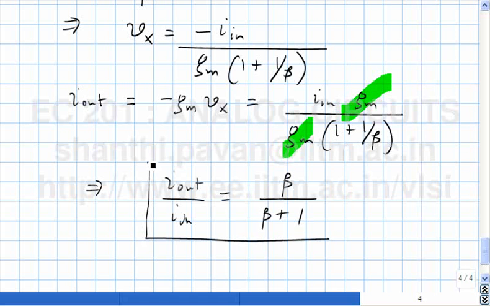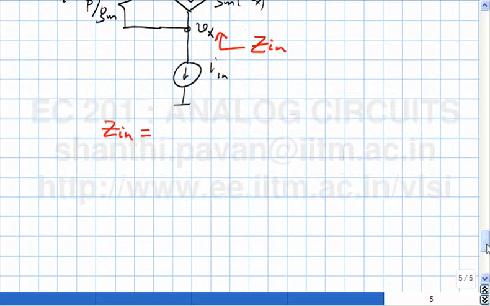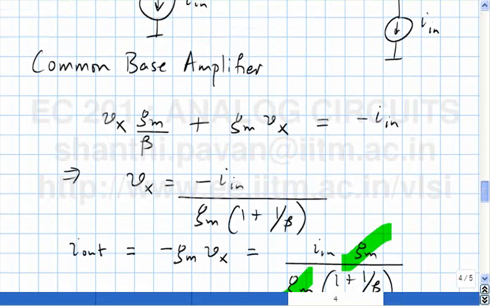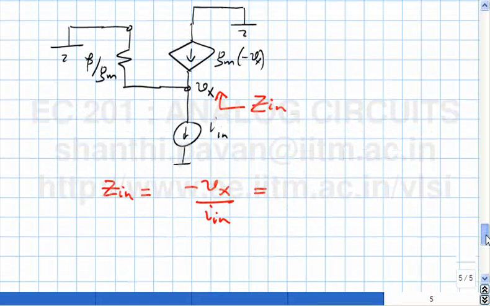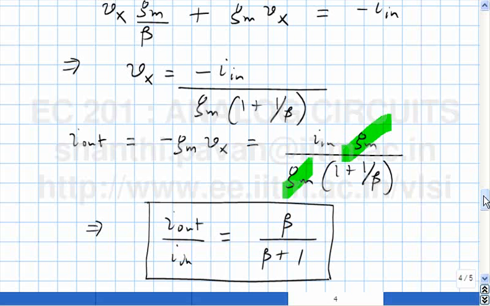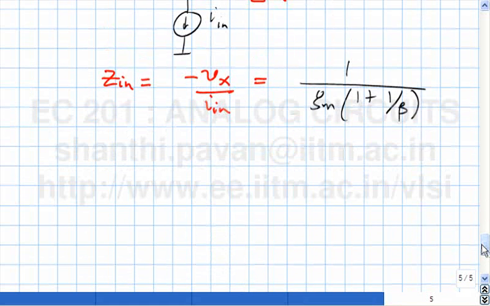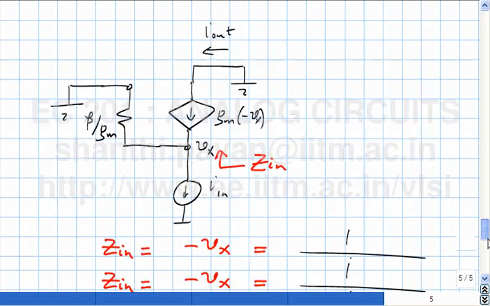Okay. What is the input impedance? Zin is now minus Vx by In, because I am sucking current out of the node, which basically means we already found Vx by In. So it will simply be 1 over Gm times (1 plus 1 over beta). That is simply this expression over here. And we see that as beta tends to infinity, Gm tends to infinity, we see that Zin becomes 0. What about Zout? Zout in this particular example is infinity.